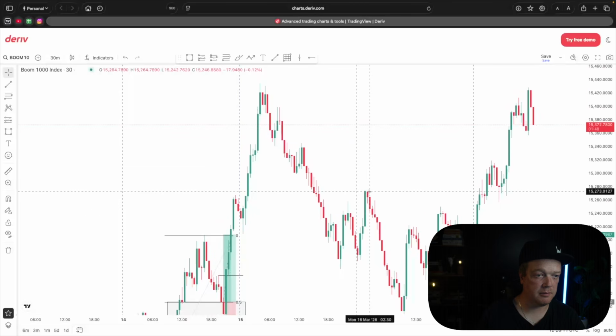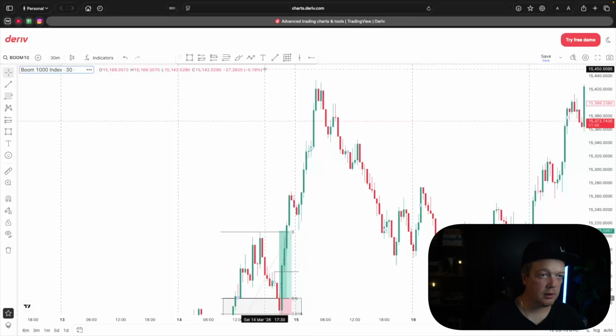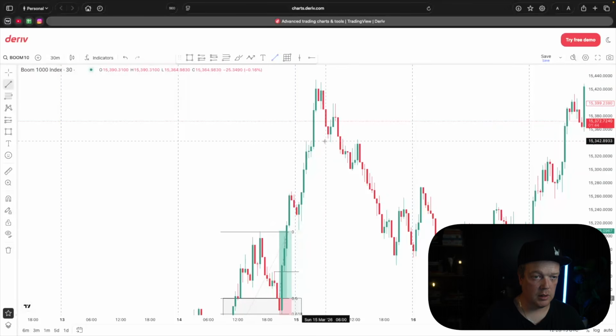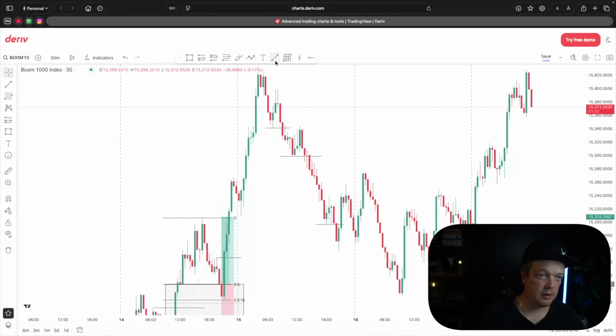Let's see if there was something on this day. So we are looking for lows. There's a low, didn't take out the high. There's a low, we didn't take out the high. There's a low. Did we take out a high? Yes, we did, right over there. Now, draw a fib from this low to this high.